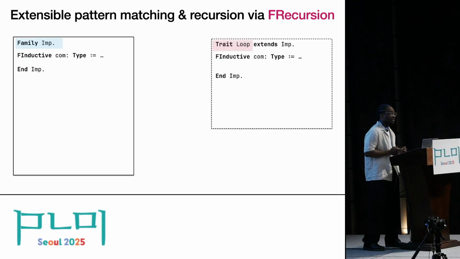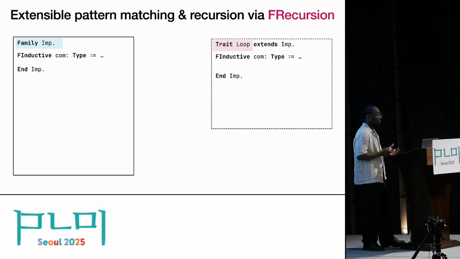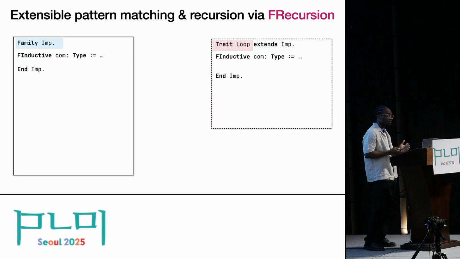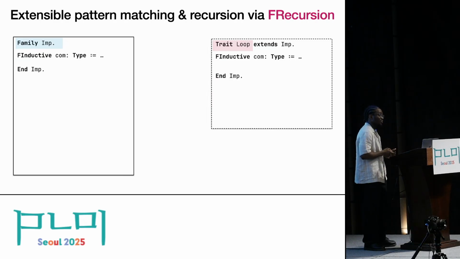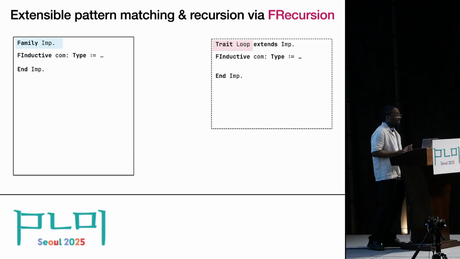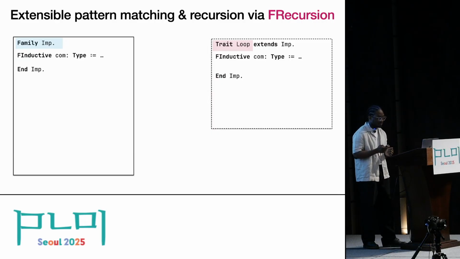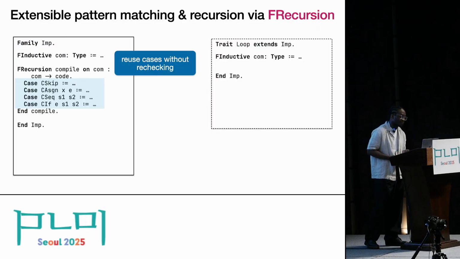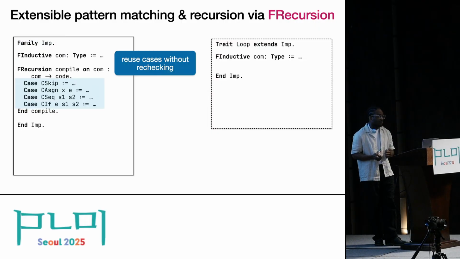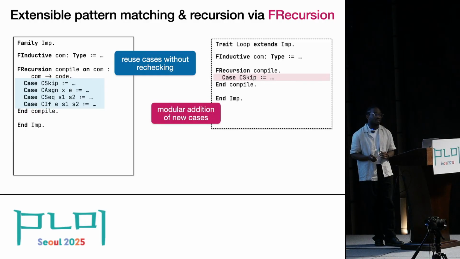In Rocq today, recursion, fixpoints, and pattern matching are also closed to extension. So what we do in Rocq is we have something called FRecursion that allows us to extend and reuse cases of recursion and pattern matching. So we have the compilation function here, and we can reuse these cases without rechecking them, and we can modularly extend it to support new cases.